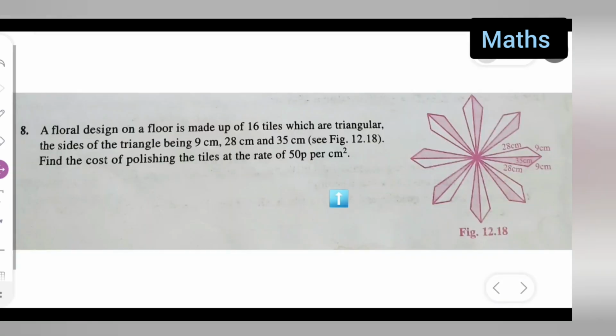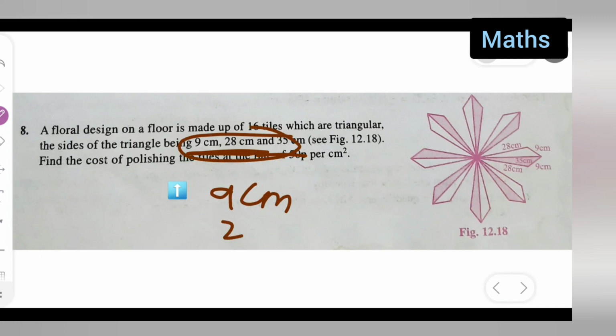So first, let us write the question. What is given to you all? A floral design on a floor is made up of 16 tiles. So how many tiles are there in total? 16 tiles are there, which are triangular. The sides of the triangle being, now how many sides are given? 9 cm, 28 cm and 35 cm are given to you all.